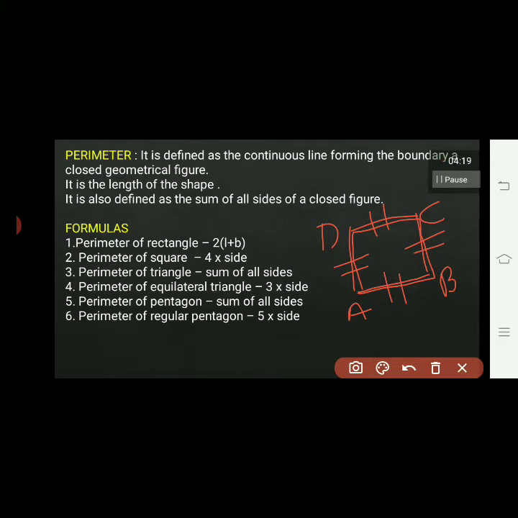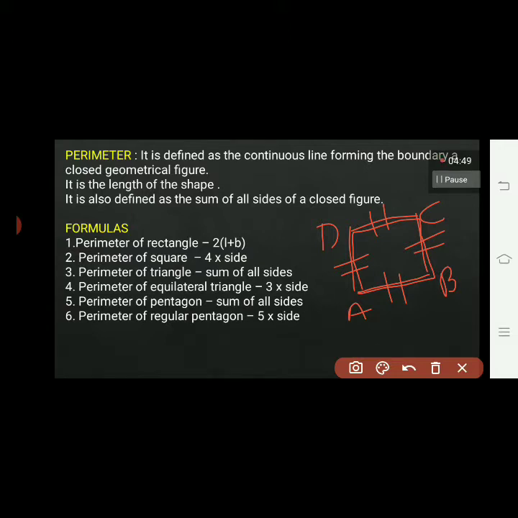For the perimeter of a triangle, a triangle can be scalene, isosceles or equilateral. So when anybody asks you what is the perimeter of a triangle, you should say it's the sum of all sides, because the type is not mentioned. And if anyone asks what is the perimeter of an equilateral triangle, then you can say 3 into side, or in place of 3 into side, if you say sum of all sides, then also it is not wrong.